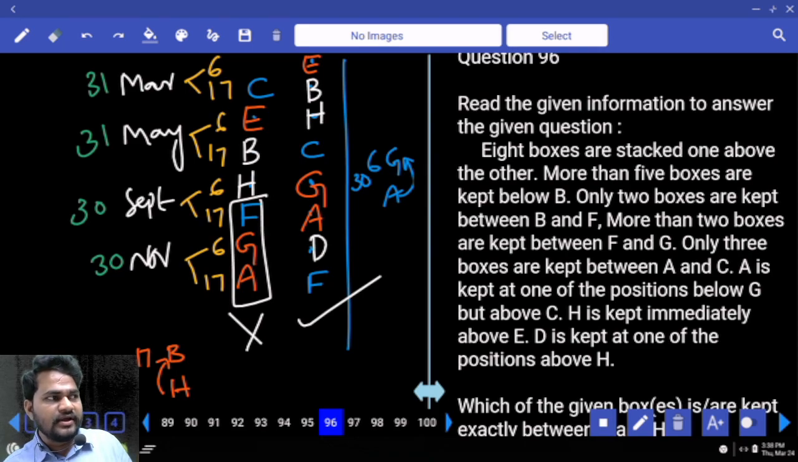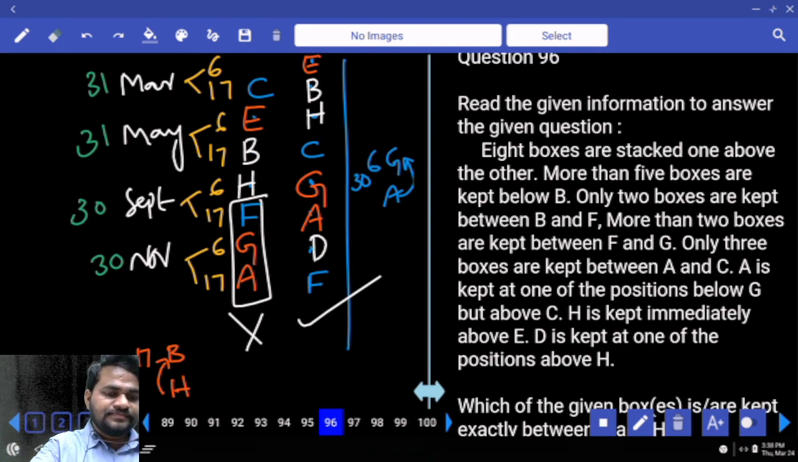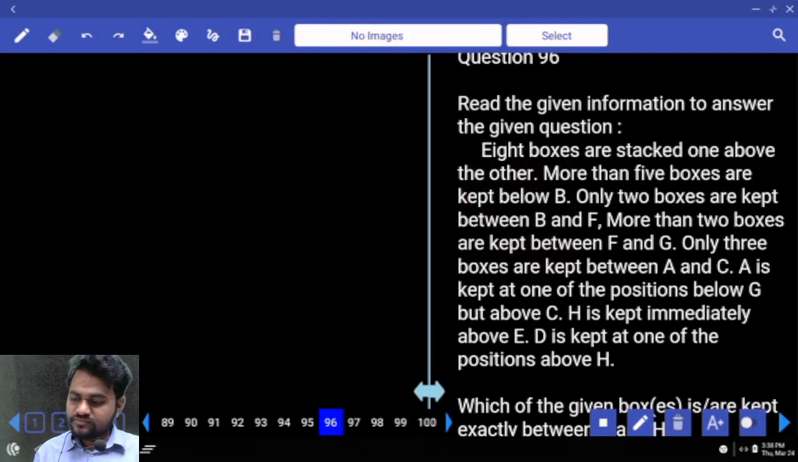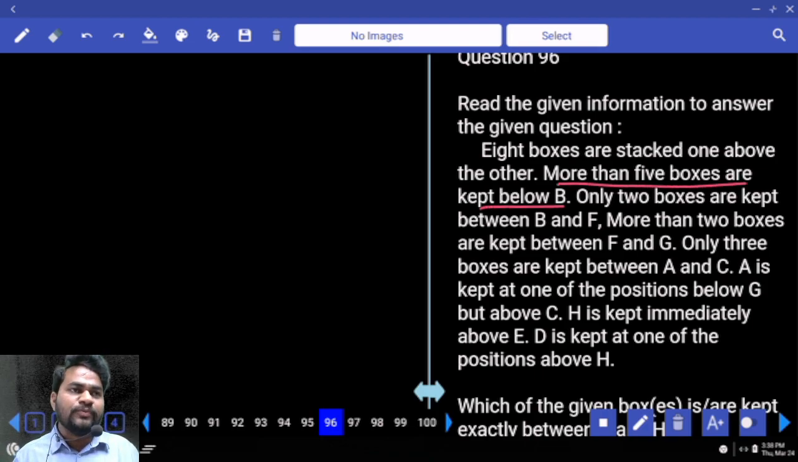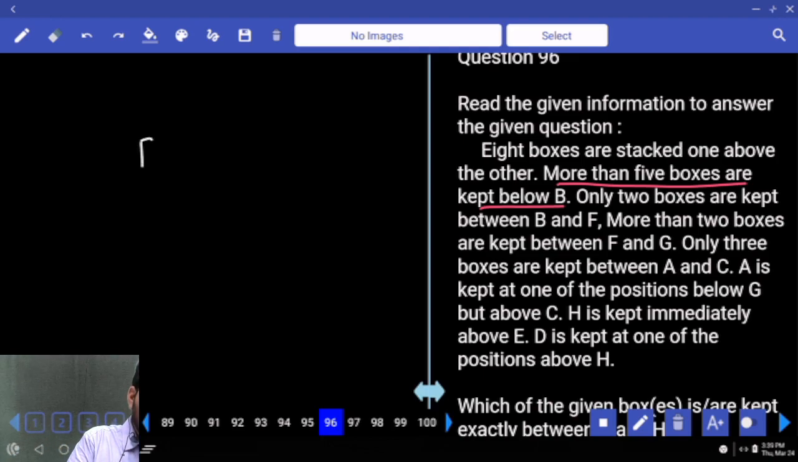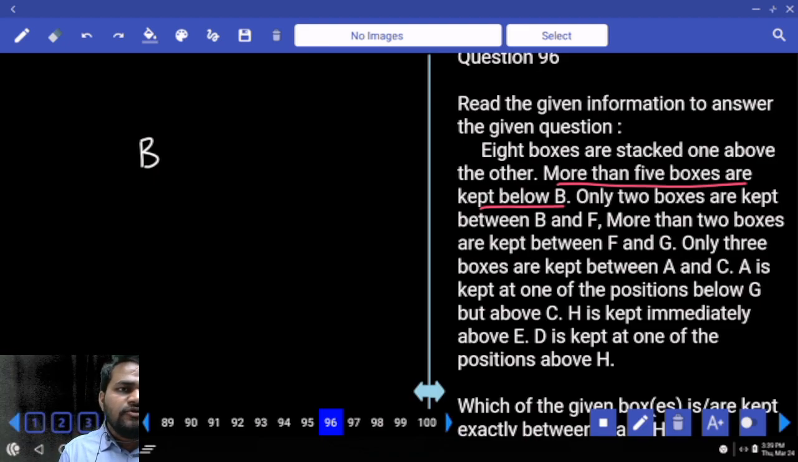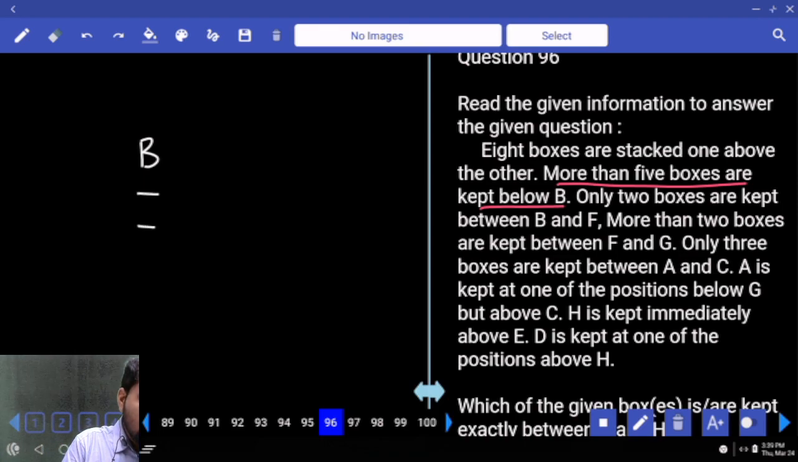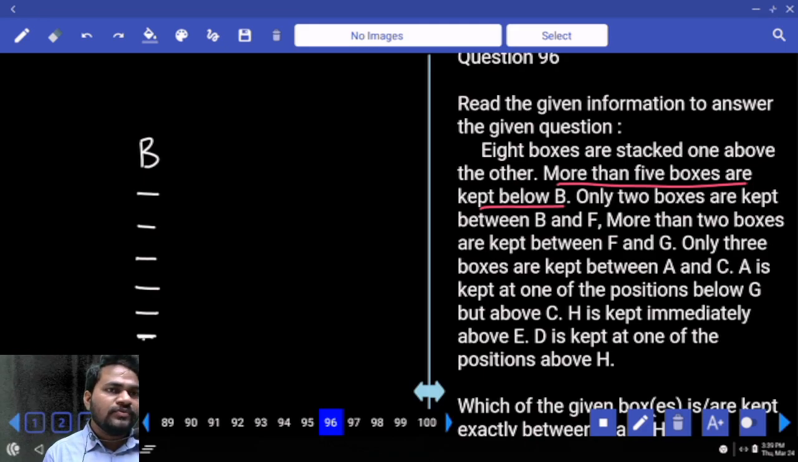Next, 96. 8 boxes are stacked one above the other. More than 5 boxes are below box B. Below box B we need to have more than 5. For example, B is here. Below B, first let me take 5 boxes and then we'll convert 5 into more than 5. 1, 2, 3, 4, 5, but I need to have more than 5. That means at least one extra place is required.